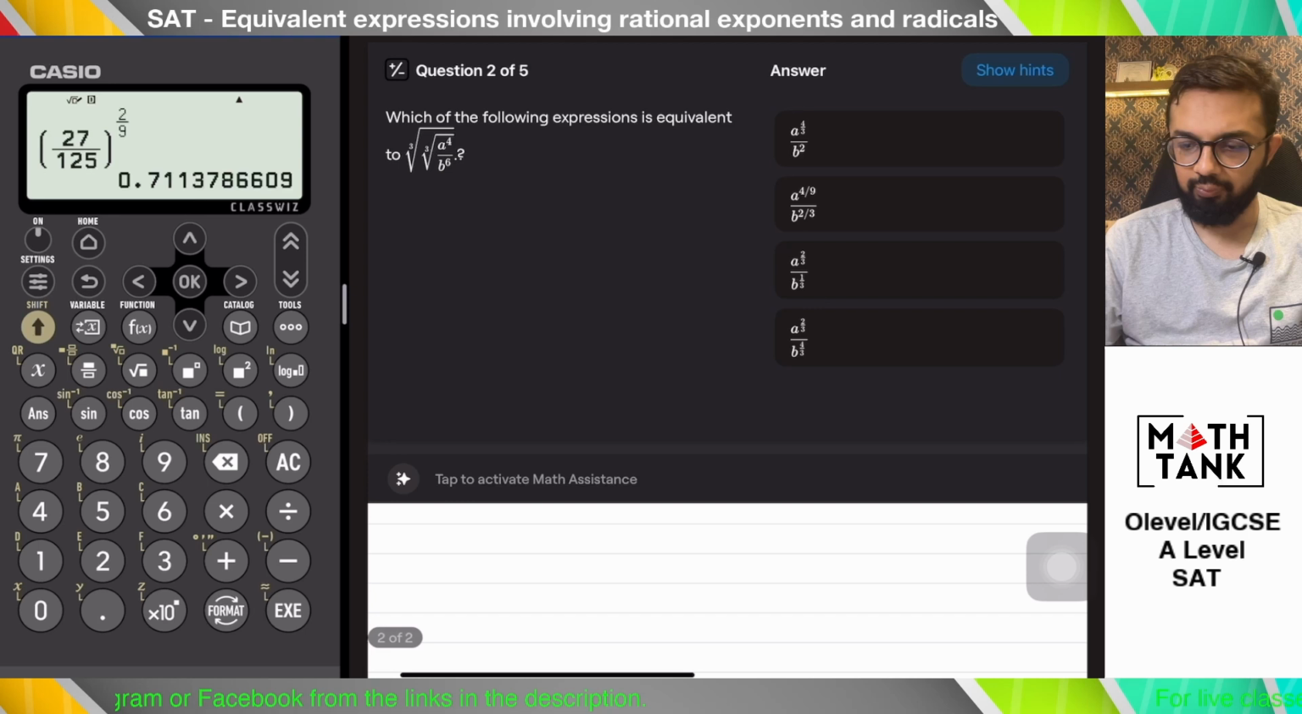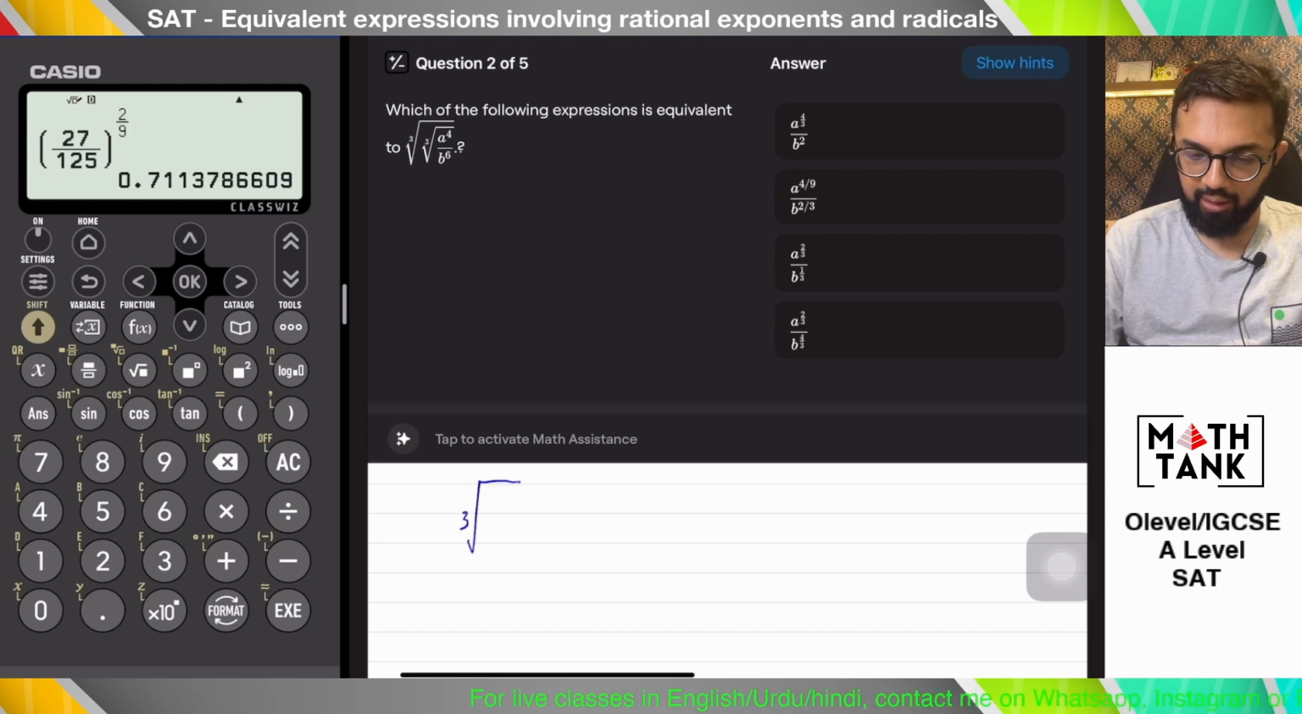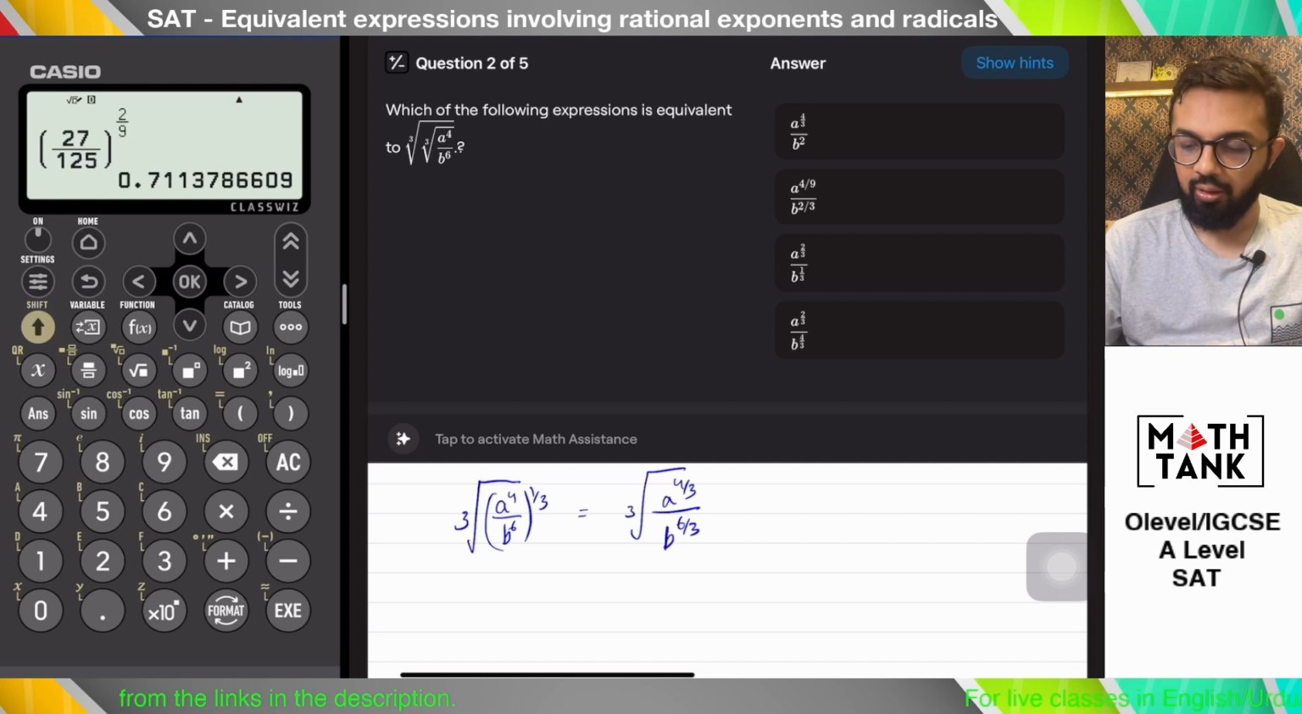Question number two. Which of the following expressions is equivalent to this? Now, there are layers of data, so I'm going to just be careful with this. A power 4, B power 6, power 1 over 3. Okay, that would make it cube root of A power 4 over 3 and B power 6 over 3. And then another cube root. So A power 4 over 3 into 1/3 and B power 2 into 1/3. Okay, so that gives me a power 4 over 9 and b power 2 over 3. Yeah, that should be the correct answer.